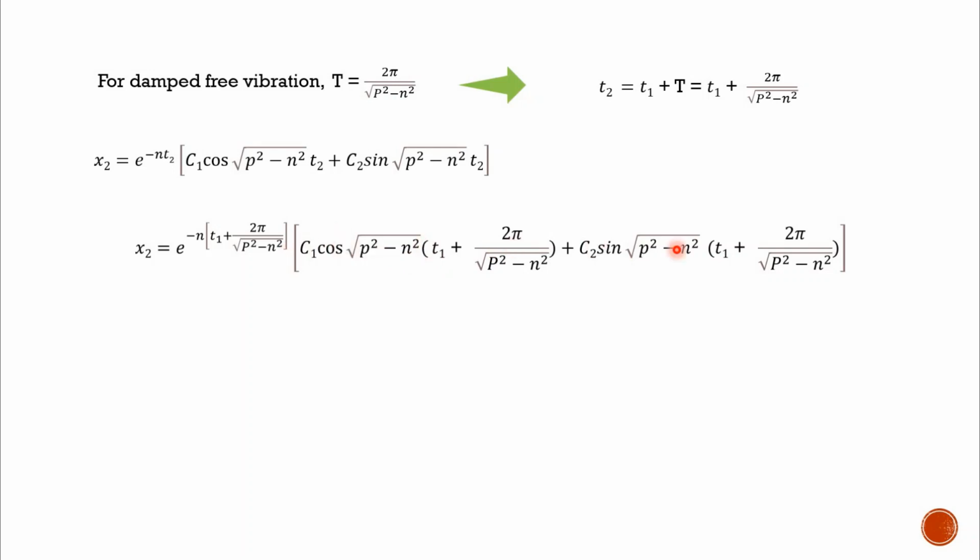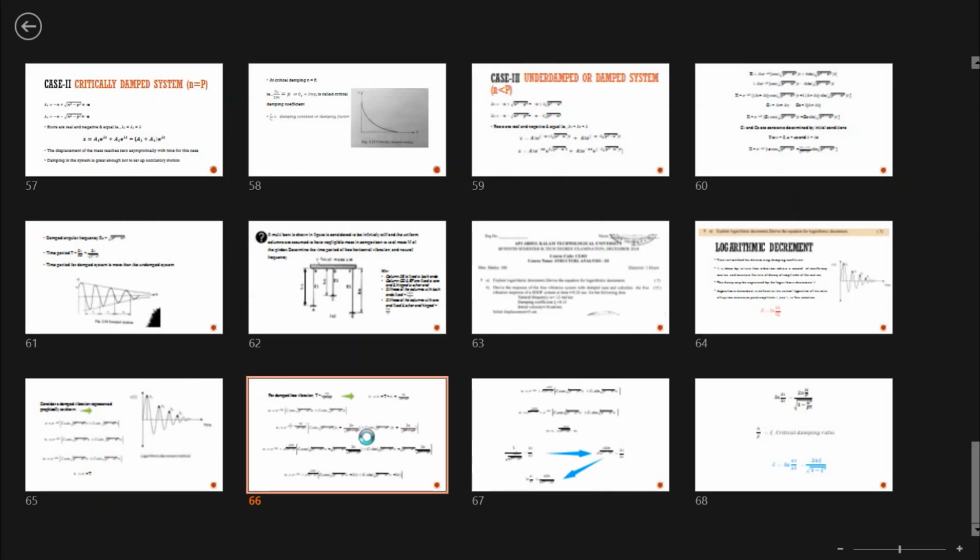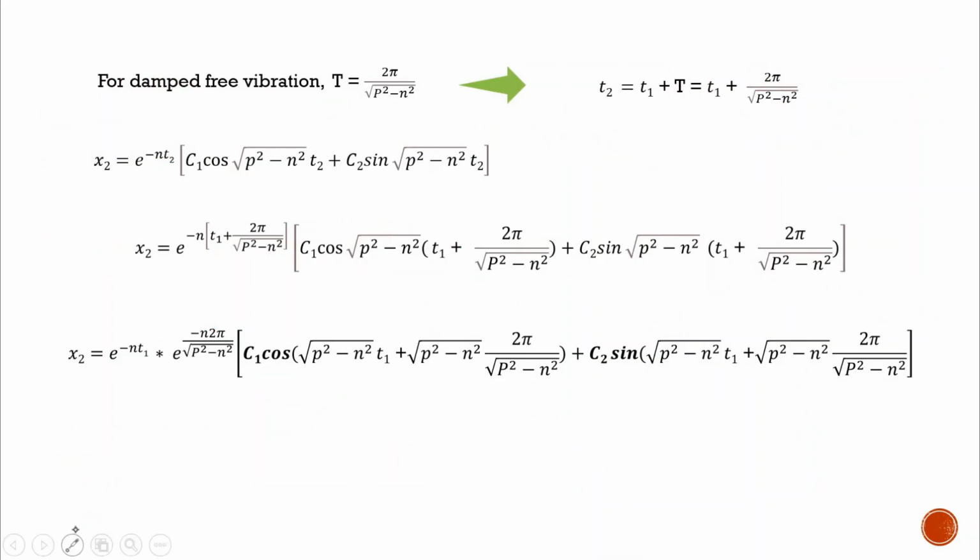Okay, so in this equation we are substituting t2 in terms of t1 and capital T. Now I'm just going to expand this equation. That is, e raised to minus n into (a plus b) is e raised to minus na into e raised to minus nb, that we all know. e raised to ax can be written as e raised to a into e raised to x.